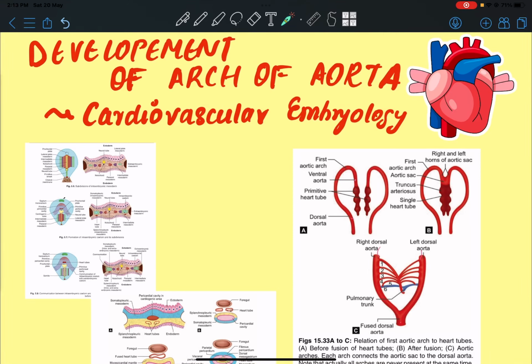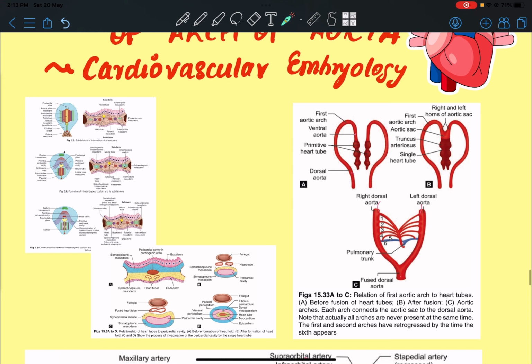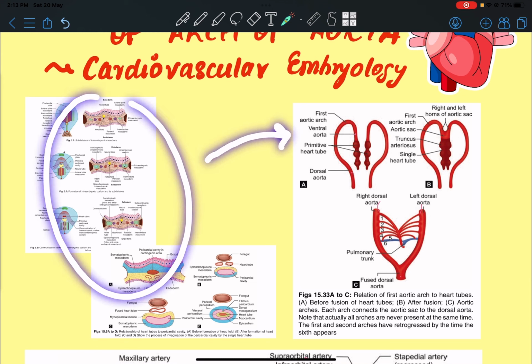This video is about development of the arch of aorta. Basically, all the aortic arch derivatives, the main arteries that come out of the heart. So this video, I'll have three parts. In this video, initially, I'm going to discuss everything that happens before we get to the point of having two heart tubes so that you get a context.